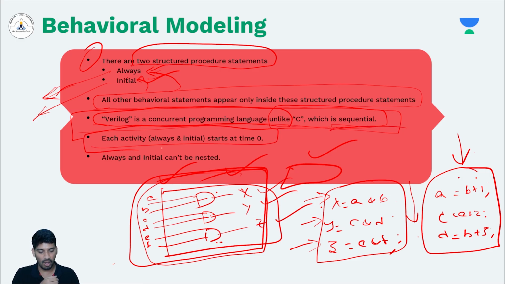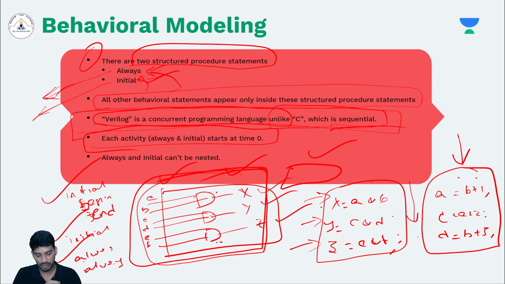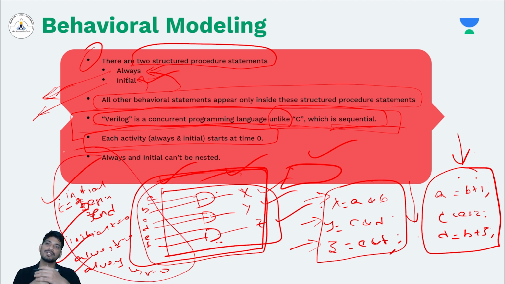Each activity, always or initial, starts at time 0. What I meant is, if you have different initial blocks, let's say initial, you will define some statements here, begin and end. You'll use begin and end as curly braces, and you will have one more initial block here, and one more always block here, and one more always block. No matter how many initial or always blocks you have, they will always start at time equals 0. All of these blocks will start at time equals 0.